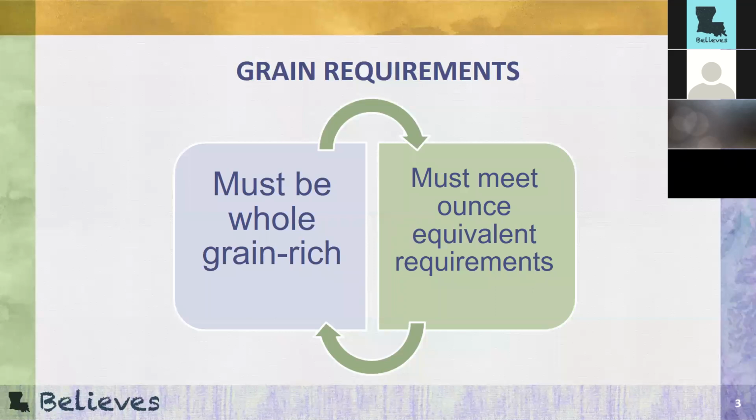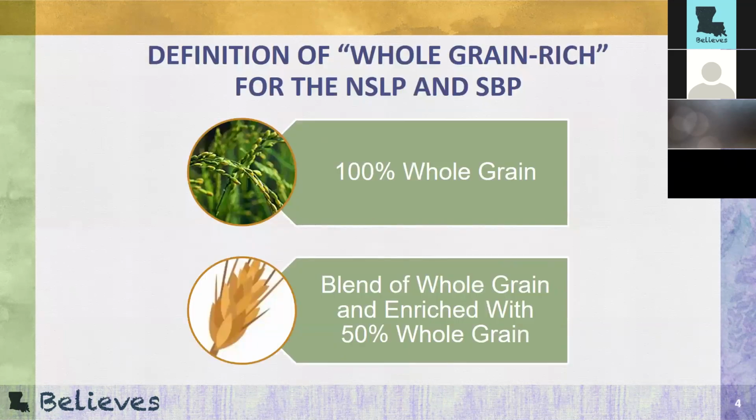To meet the criteria for grains in the National School Lunch Program and in the School Breakfast Program, the food item must be whole grain rich, and the food item must meet the ounce equivalent requirements for the grains component. All grain products must be either 100% whole grain, or a blend of whole grain meal or flour and enriched meal or flour that is at least 50% whole grain. The remaining amount of grain has to be enriched and must meet the FDA standards of identity for enrichment.